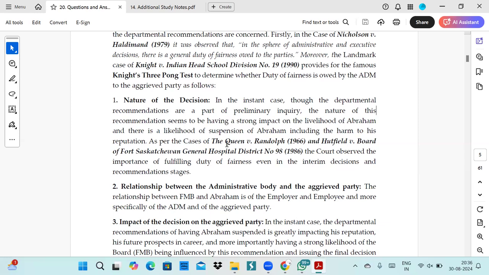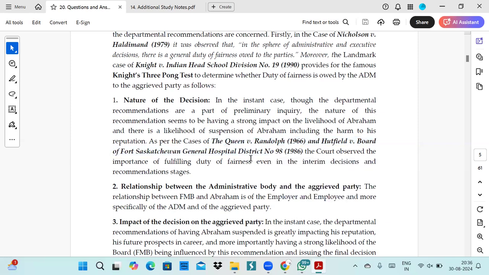That is our whole object here in the Knight three-prong test, because we have to pass all three stages in order to move further. So in the facts, we will try to find how it is affecting him, how important it is. So on the nature of the decision, if it is the final decision, deal done. You don't have to go further. But if it is an interim decision, then you have to focus on what type of decision it is, how it is important, and also remember these two cases.